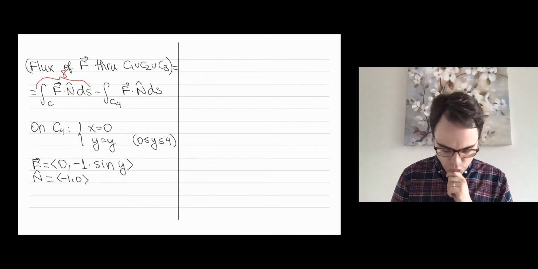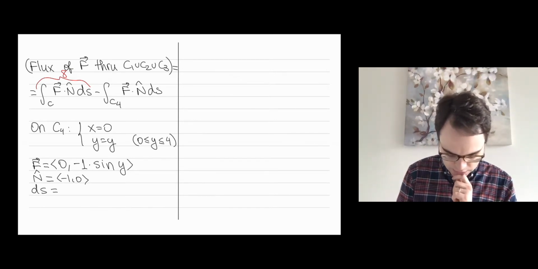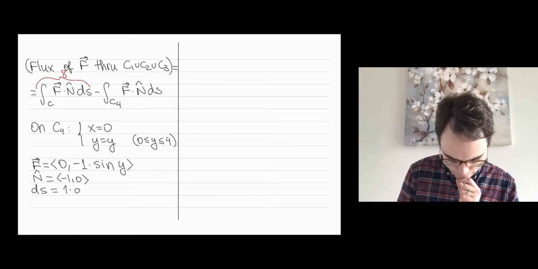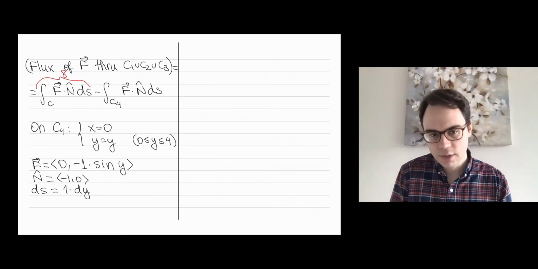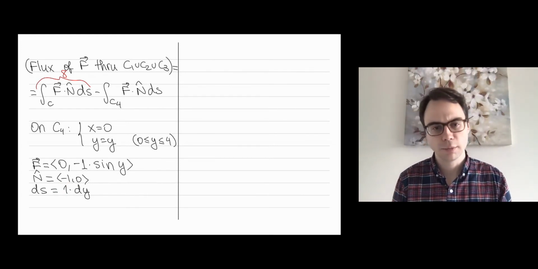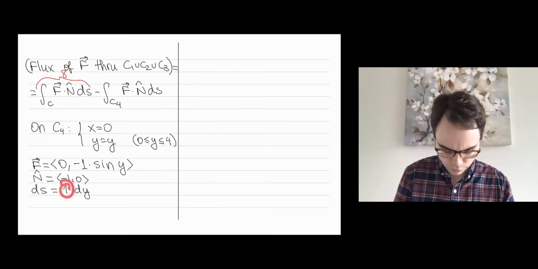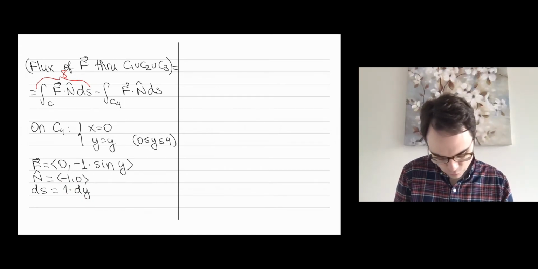Okay, so you know what? I can also compute ds, that's fine. So ds is the square root of dx dt. It's going to be 1 times dy, right? Because this 1 is really the square root of dx dy squared, that's 0, plus dy squared, that's 1. So square root of 0 plus 1, that's the square root of 1, which is the one I wrote over here.